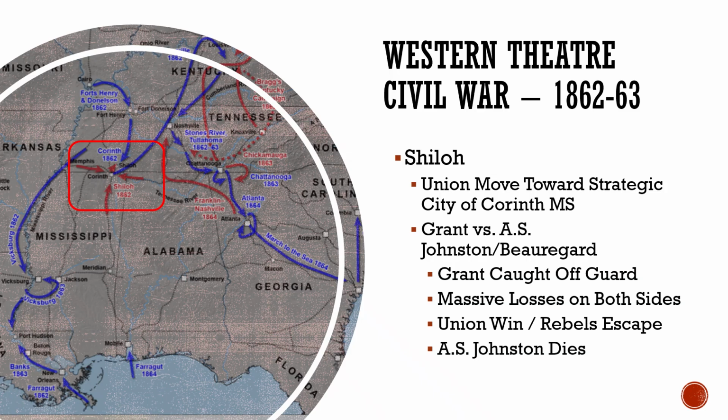This battle went on for 2 days. There were massive losses on both sides. It did end up a Union win, although the rebels, the Confederates, did escape. Also in this battle, A.S. Johnston does die for the Confederates. Grant is vilified by the press, but Lincoln does defend him.